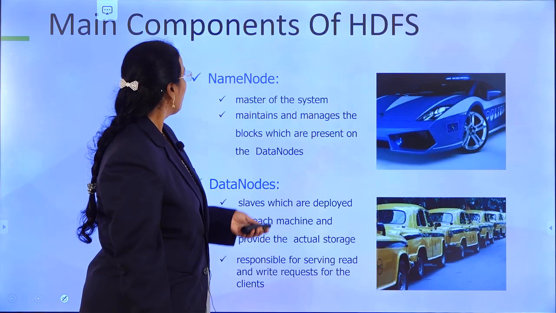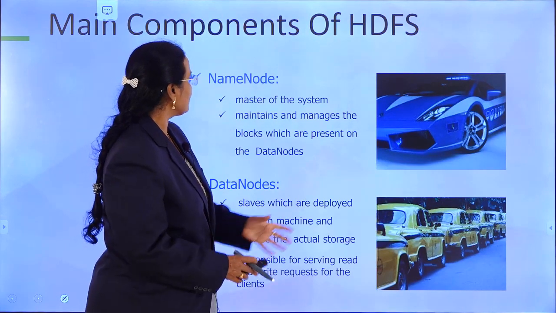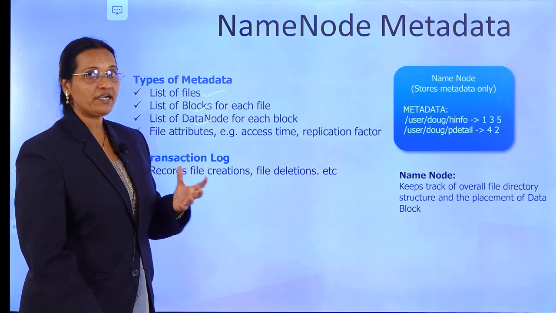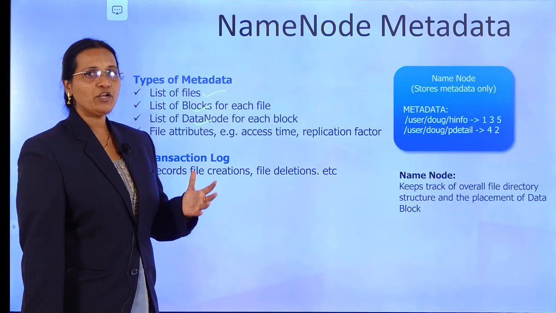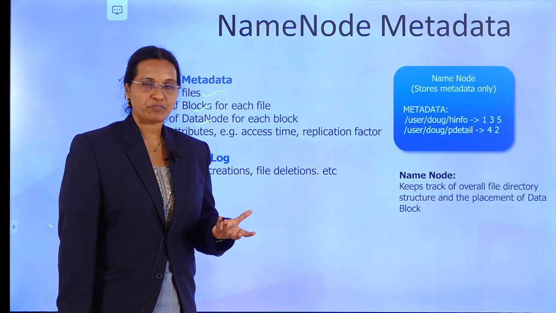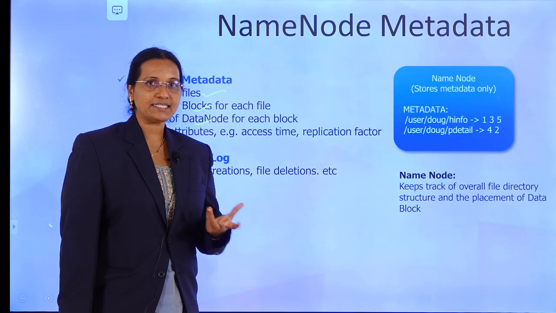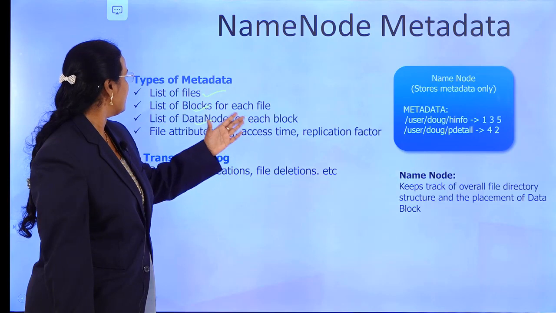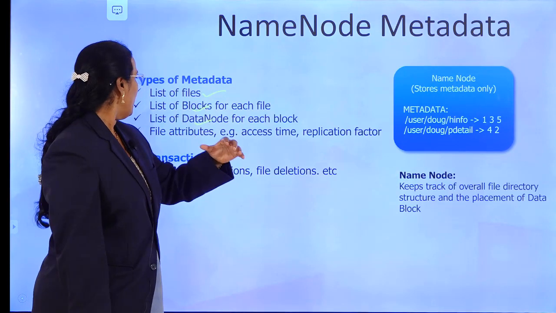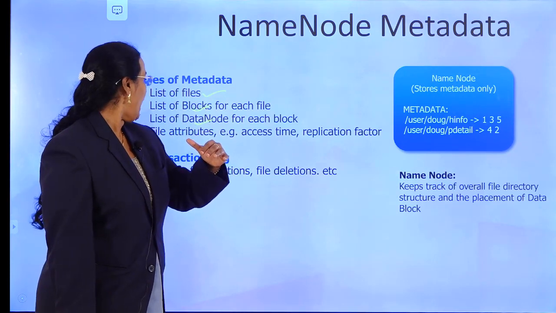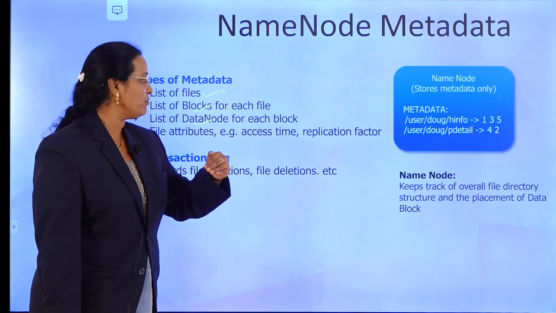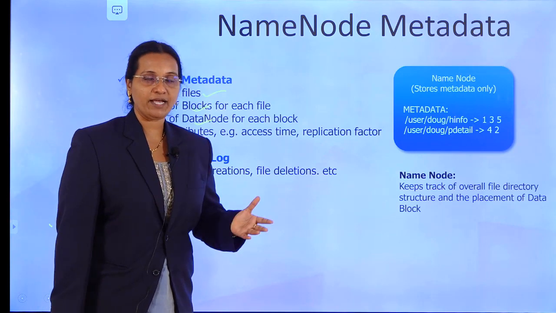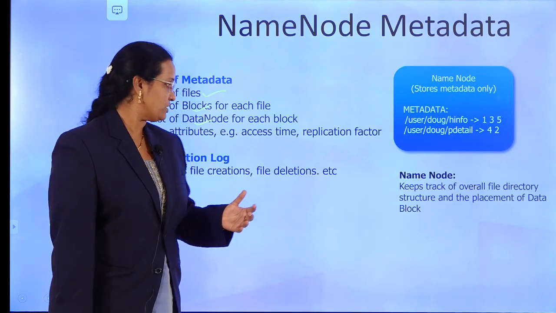We can see here, what about the name node metadata? As you already know, metadata is nothing but data about data. This metadata consists of the list of files, the list of blocks for each file, the list of data nodes for each block, and file attributes such as time and replication factor. That means how many replicas I want to make: 3 replicas, 10 replicas, likewise.